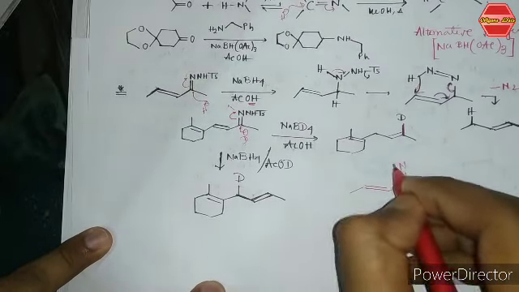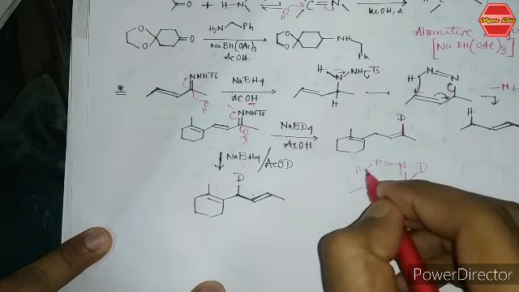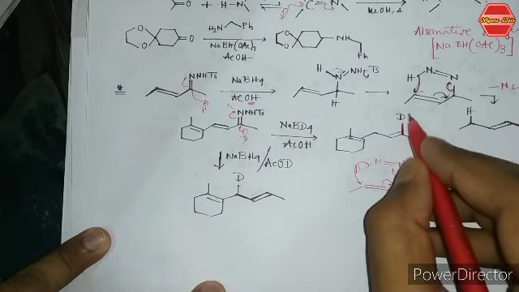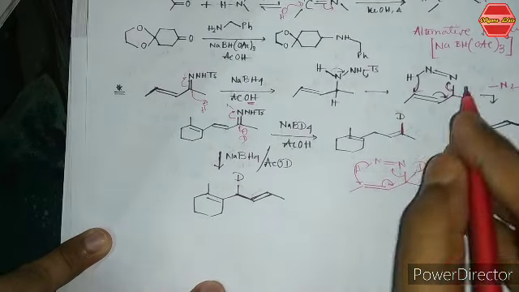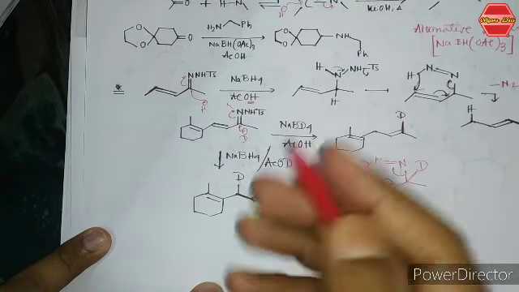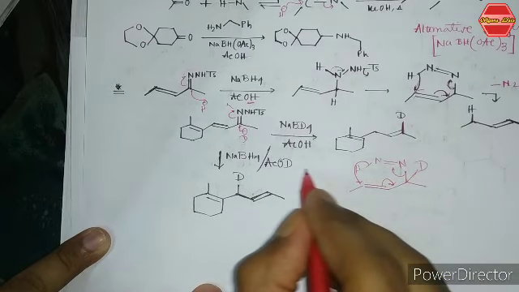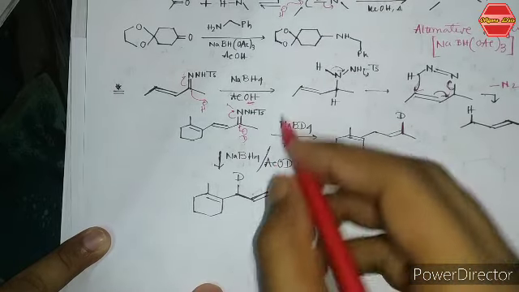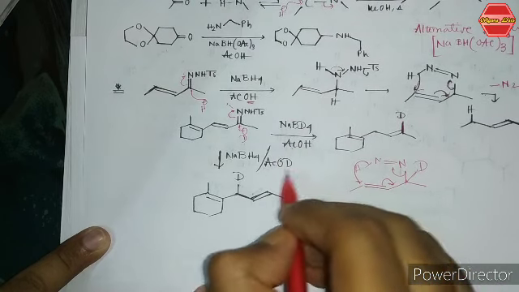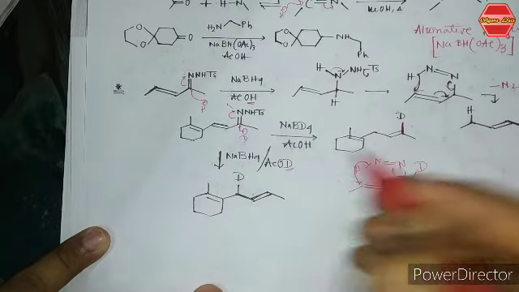Now see, this is how your product forms, and here is your deuterium. Now a similar mechanism takes place, and the deuterium is on this side. But if you use the sodium borohydride in the presence of a deuterated acid system, that is, here you have taken acetic acid, but here you have taken the deuterated derivative of acetic acid.